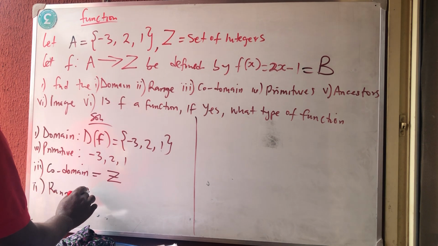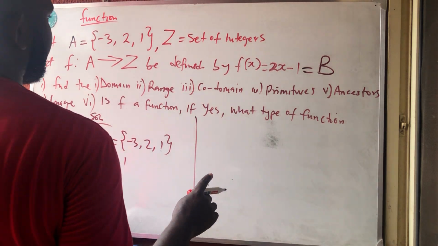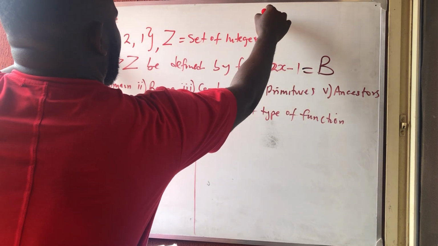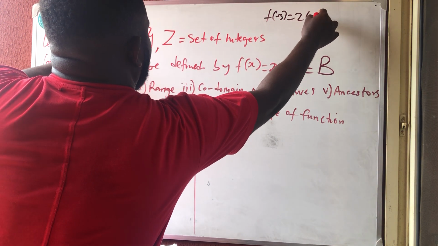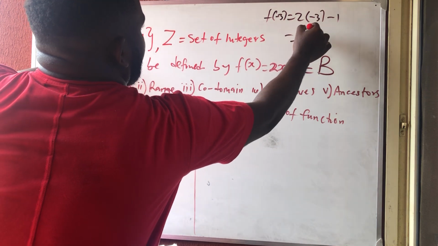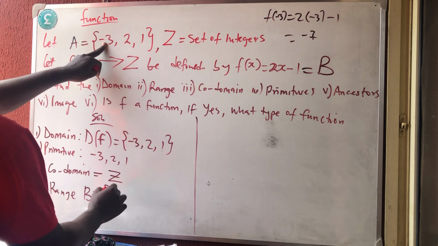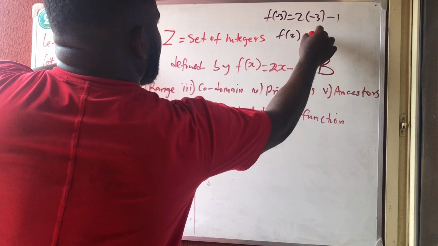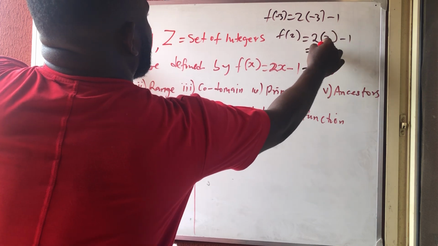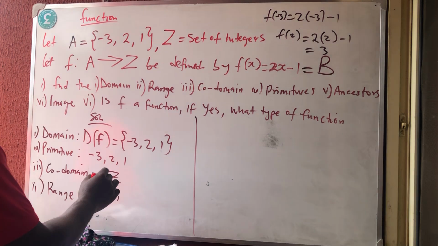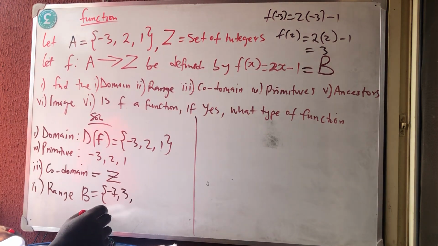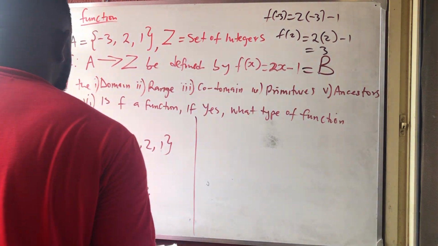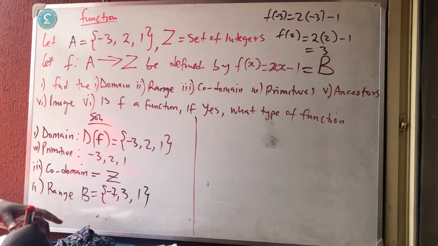The range is that set B, which is all the possible things you can get from here. So let's put -3 here. F of -3 is equal to 2 into -3 minus 1, which is -6 minus 1, that is -7. The next one is 2. F of 2 is 2 into 2 minus 1, which is 4 minus 1, that is 3. The next one is 1. If I put 1 here, 2 times 1 is 2, minus 1 is 1. So this is the range.